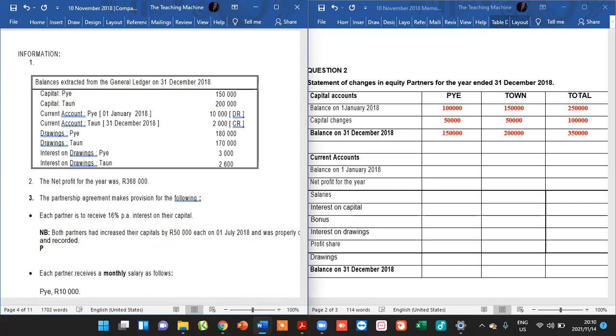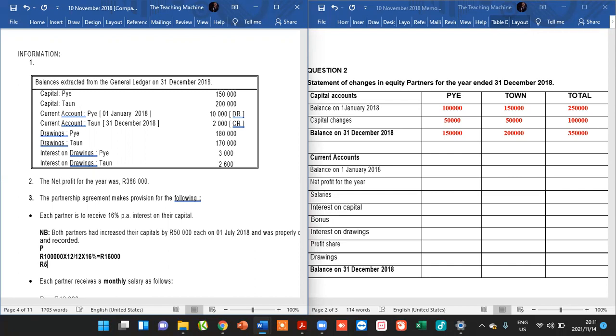So I'm going to start with P. Interest on capital. I'm going to start off with the initial amount. What is the initial amount for pi? It's 100,000. Multiply for how long? This 100,000 existed for the full period. It's there at the beginning and it's there at the end. So I multiply by 12, divide by 12, then multiply by 16%. 100,000 times 12 over 12 times 16% is 16,000 rands.